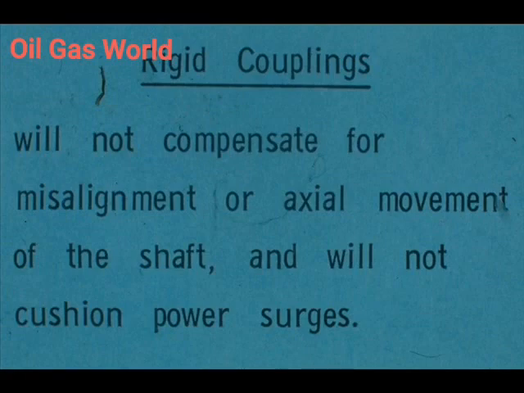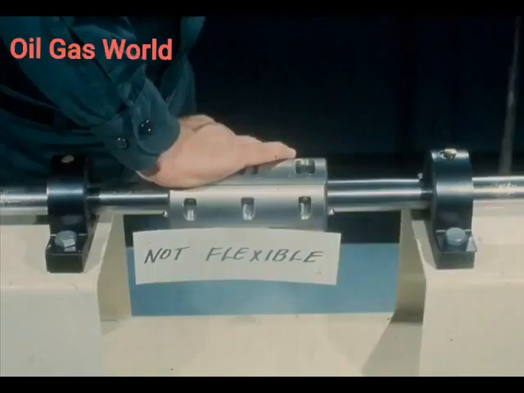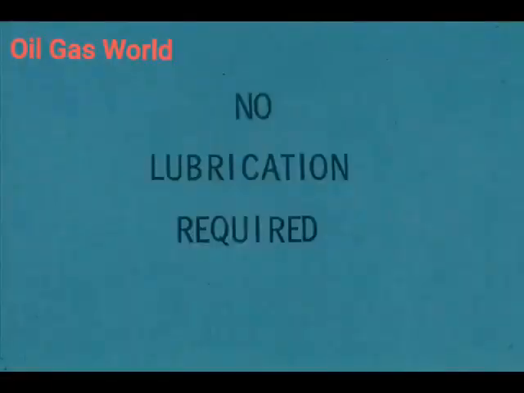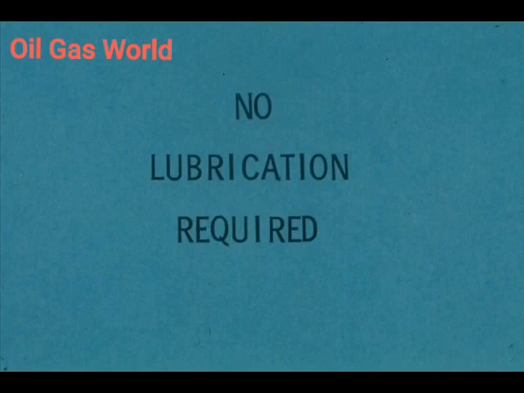Because of the solid connection of a rigid coupling, it does not offer very many advantages. It will not compensate for misalignment of the shafts or for axial movement of the shaft, and it will not cushion power surges. This is true of both the sleeve and the flange coupling because of their rigid construction. They are not flexible and will not give or absorb misalignment or any type of shock. The one advantage of the 2 rigid couplings is that neither of them require lubrication, since there are no moving parts to create friction.